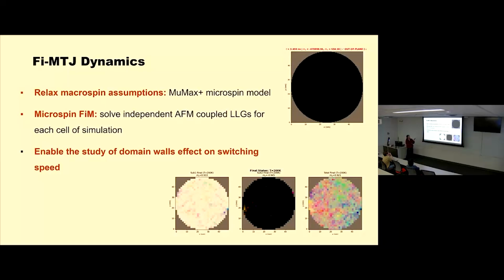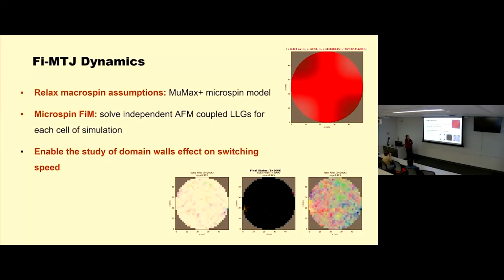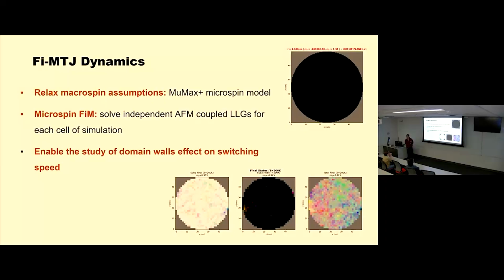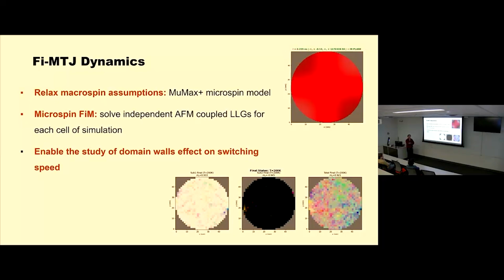So for this class project, I wanted to relax these assumptions and simulate this with a micromagnetic model using MuMax Plus. The reason I didn't use MuMax3 is because it doesn't natively support ferrimagnetism. You'd have to engineer two different sublayers and make them anti-ferrimagnetically coupled together. But MuMax Plus supports it natively, where it simulates two LLGs in each cell, they're anti-ferrimagnetically coupled, and you can determine the strength of that coupling.